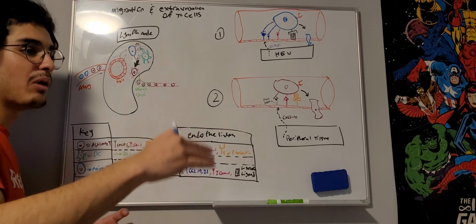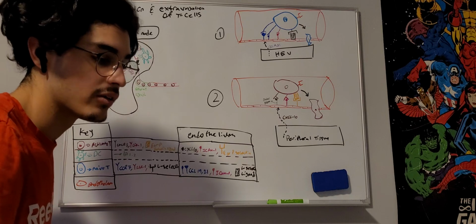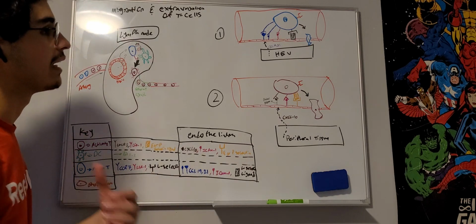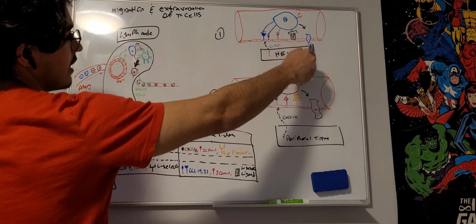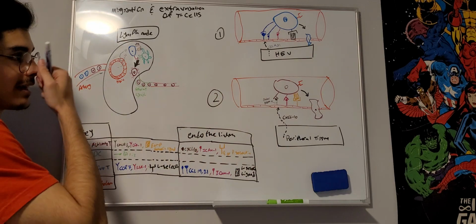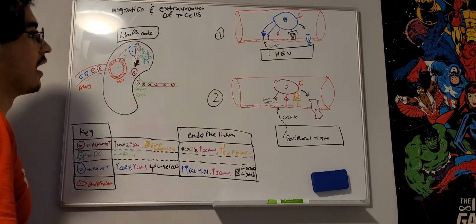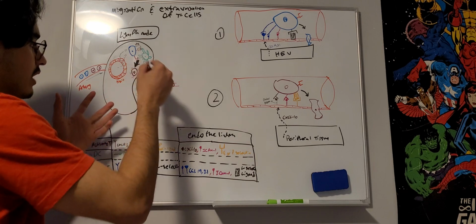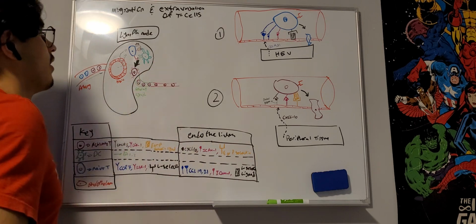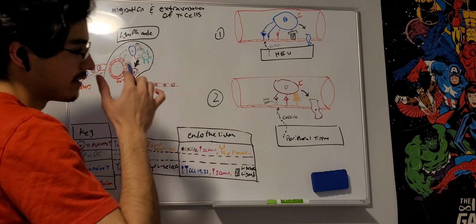And then when that binds, that's going to cause that rolling, okay? And then after that, the rolling, and then diapedesis, okay? So exiting out of that actual vessel and then going into the site that you want it to go. All right? Okay, that's that.